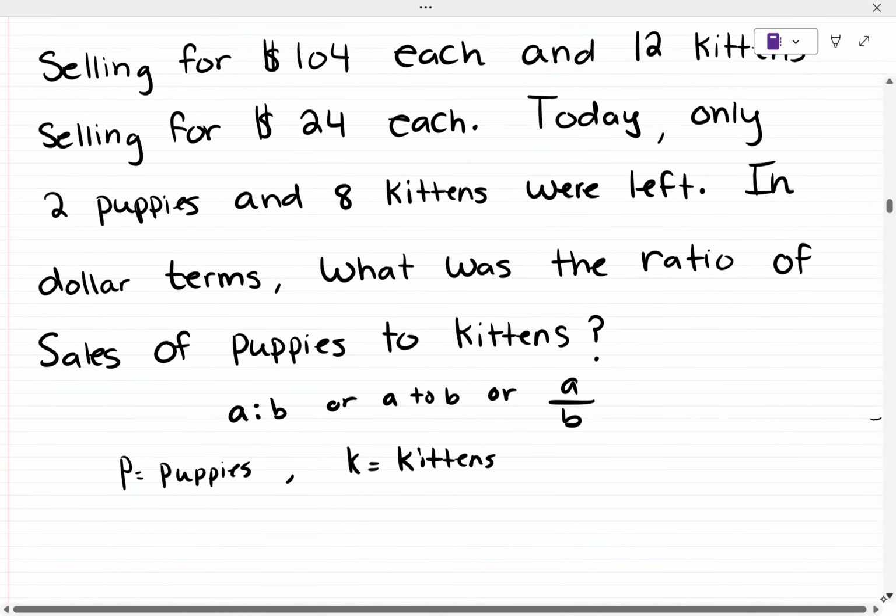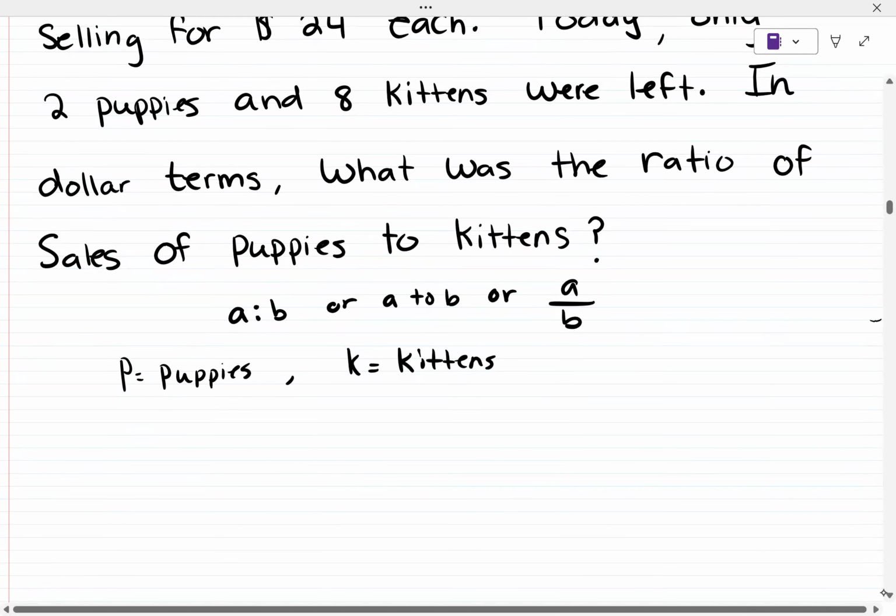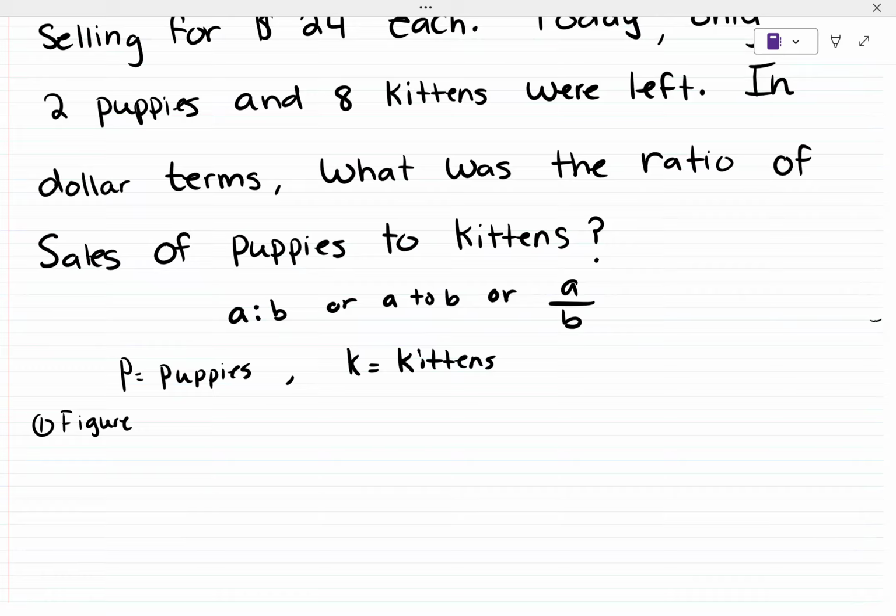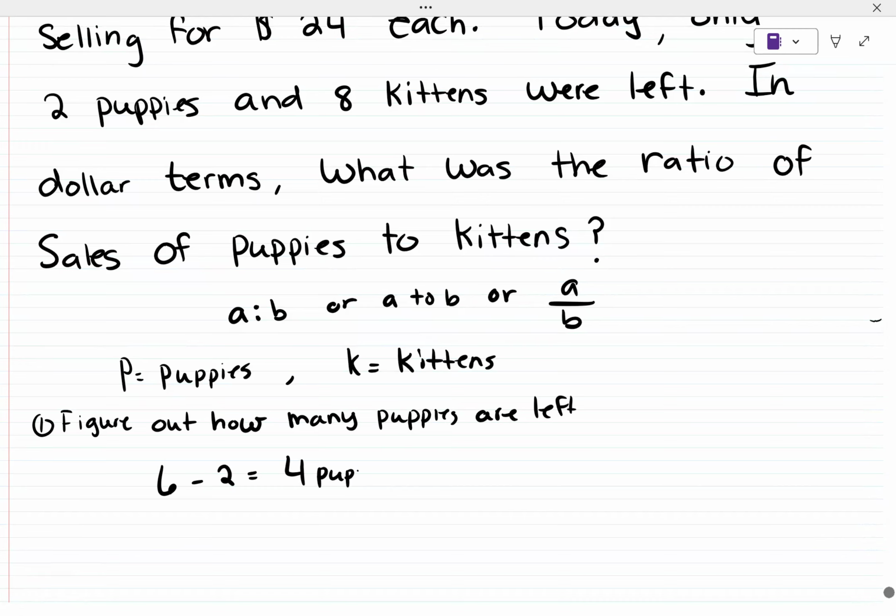Okay, then what I would do is figure out how many puppies are left. So it said that we originally had 6, and then today only 2 puppies. So you're gonna do 6 minus 2, which is 4 puppies. So there are 4 puppies left.